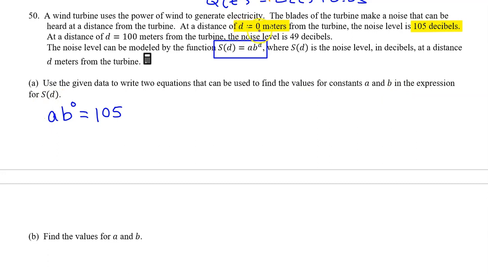At a distance of 0 meters, the noise level is 105 decibels. So if I plug in 0 for d, the answer should be 105. So the first equation is a times b to the 0 power is equal to 105. Similarly, at a distance of 100 meters from the turbine, the noise level is 49 decibels. So a times b to the 100 is equal to 49. These are the 2 equations that we can use to find the values of a and b.